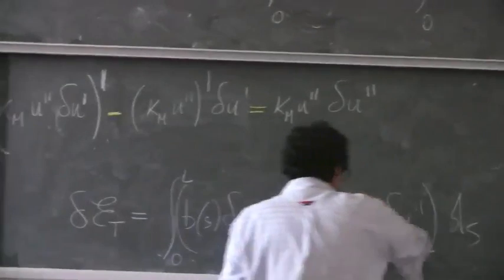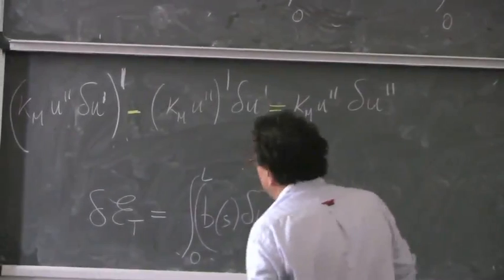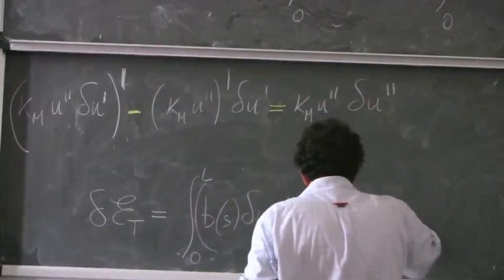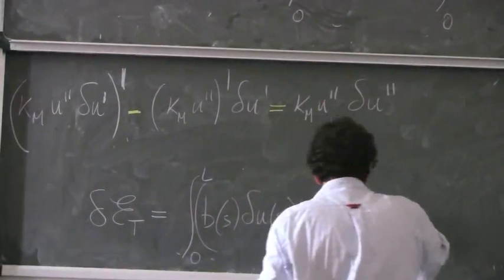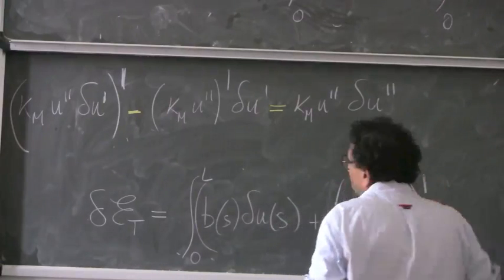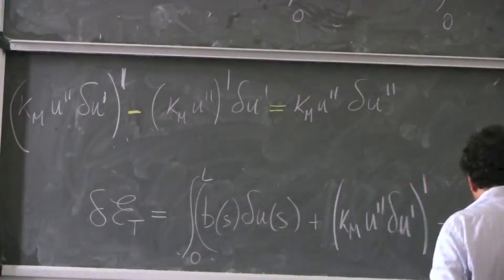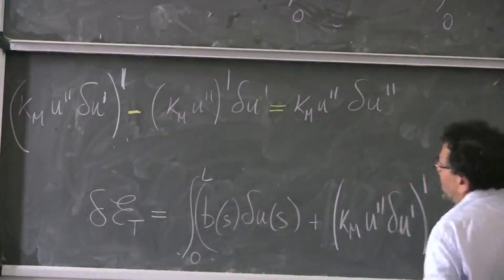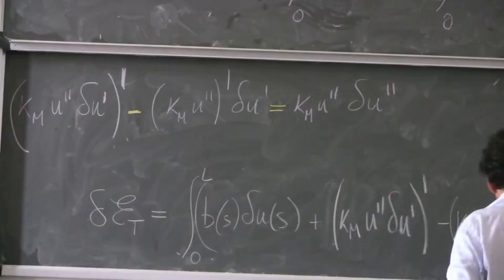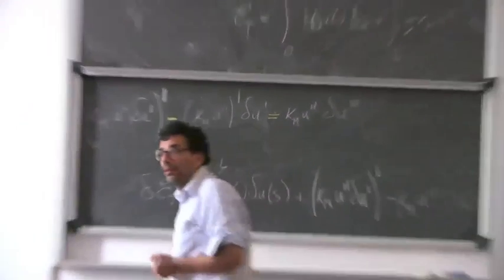So, instead of this animal, I can write Km u second delta u prime minus Km u second prime delta u prime. Okay?